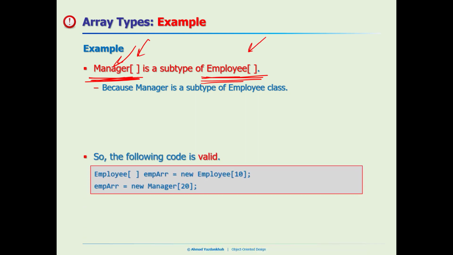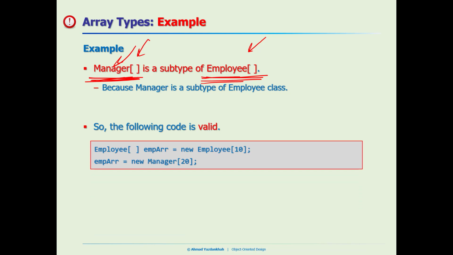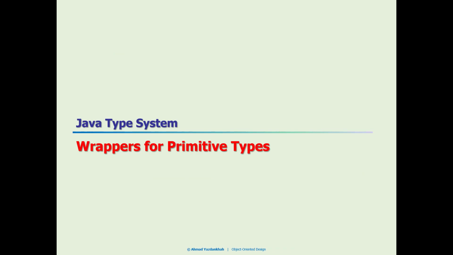So if I want to take an example here, this would be a valid relationship. We instantiated the employee variable with a new 10-element employee array like this, but we can assign to the same variable a new manager array as well.